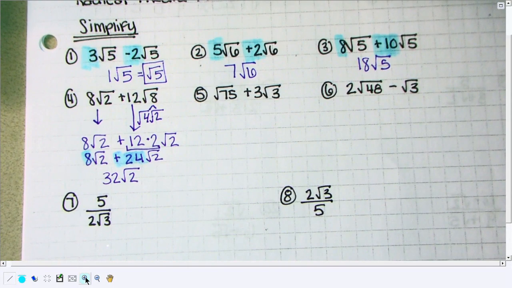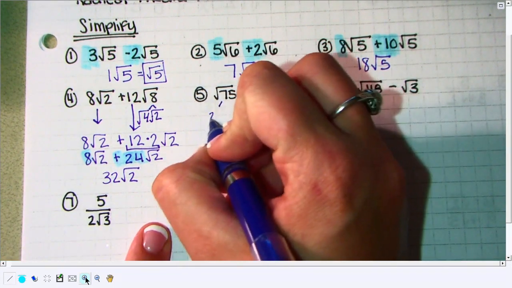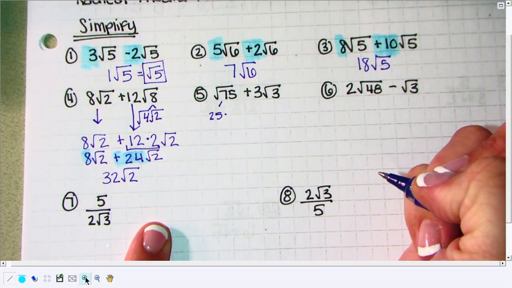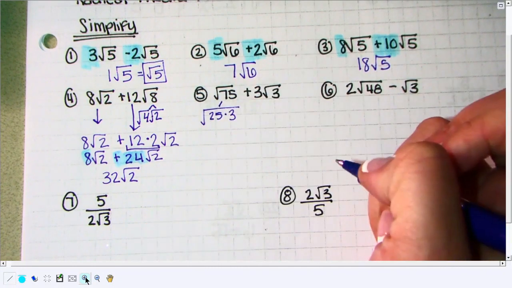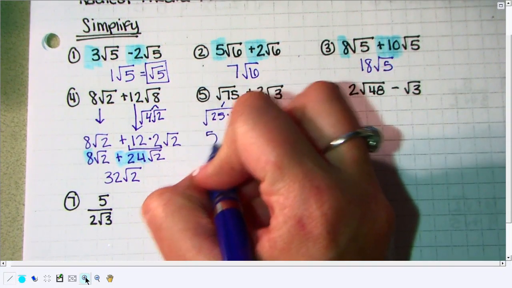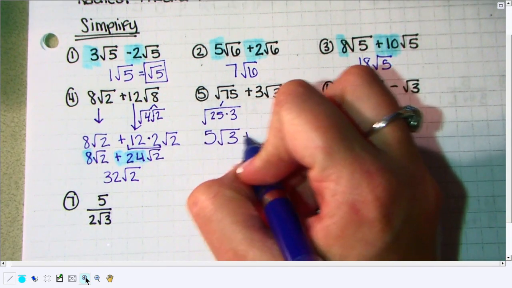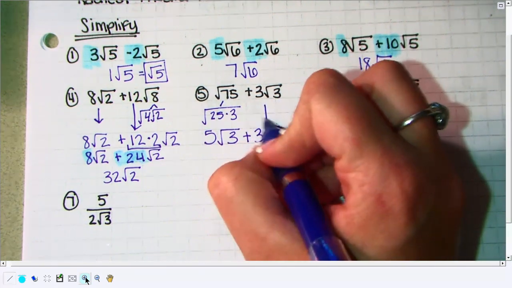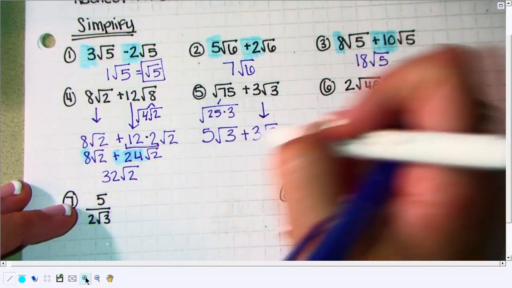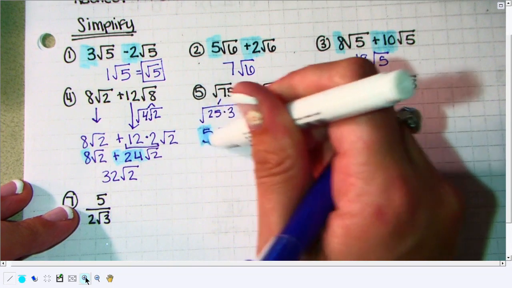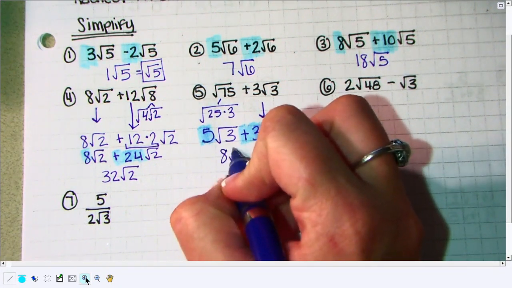Looking at the next problem, I see a 75. Well, I should know that the 25 is the perfect square that goes into 75. And 75 divided by 25 is 3. So I'm going to square root those. The square root of 25 is 5. The square root of 3 is stuck underneath. Can't do anything with it. I'm going to bring down the square root, the 3 square root of 3. I'm going to look and see, okay, these square roots are identical, so I can add 5 plus 3. So 5 plus 3 is 8 square roots of 3.